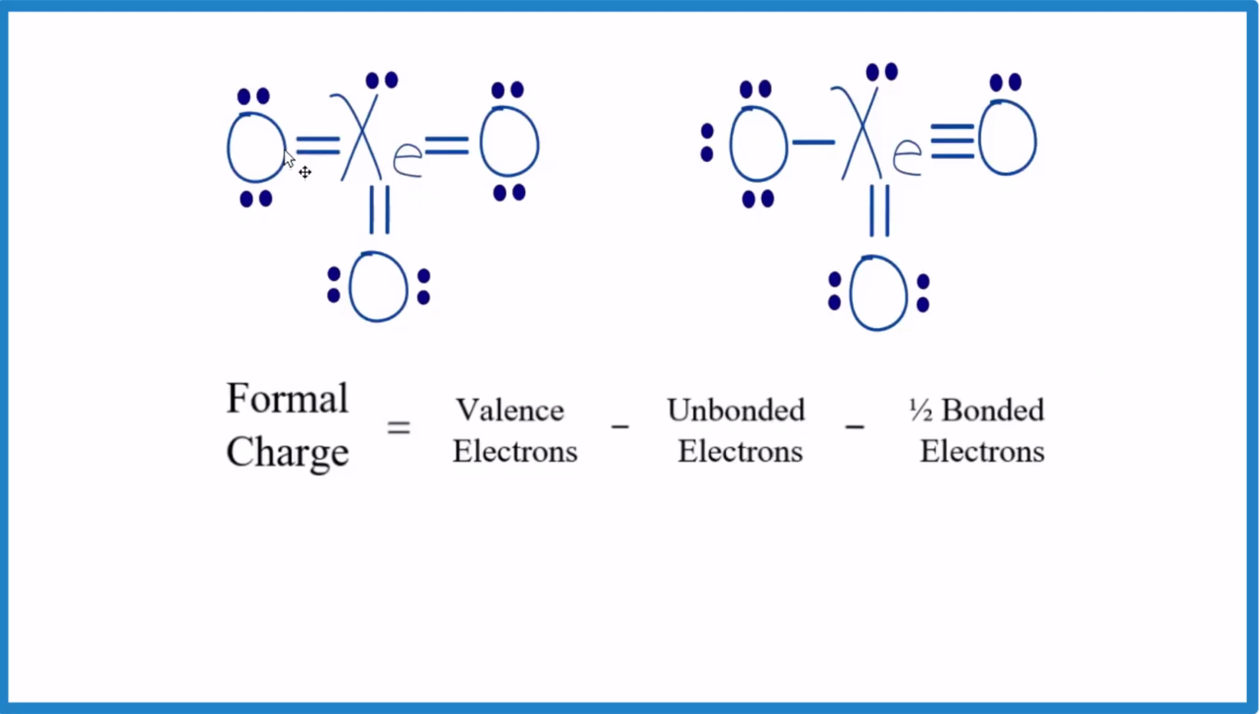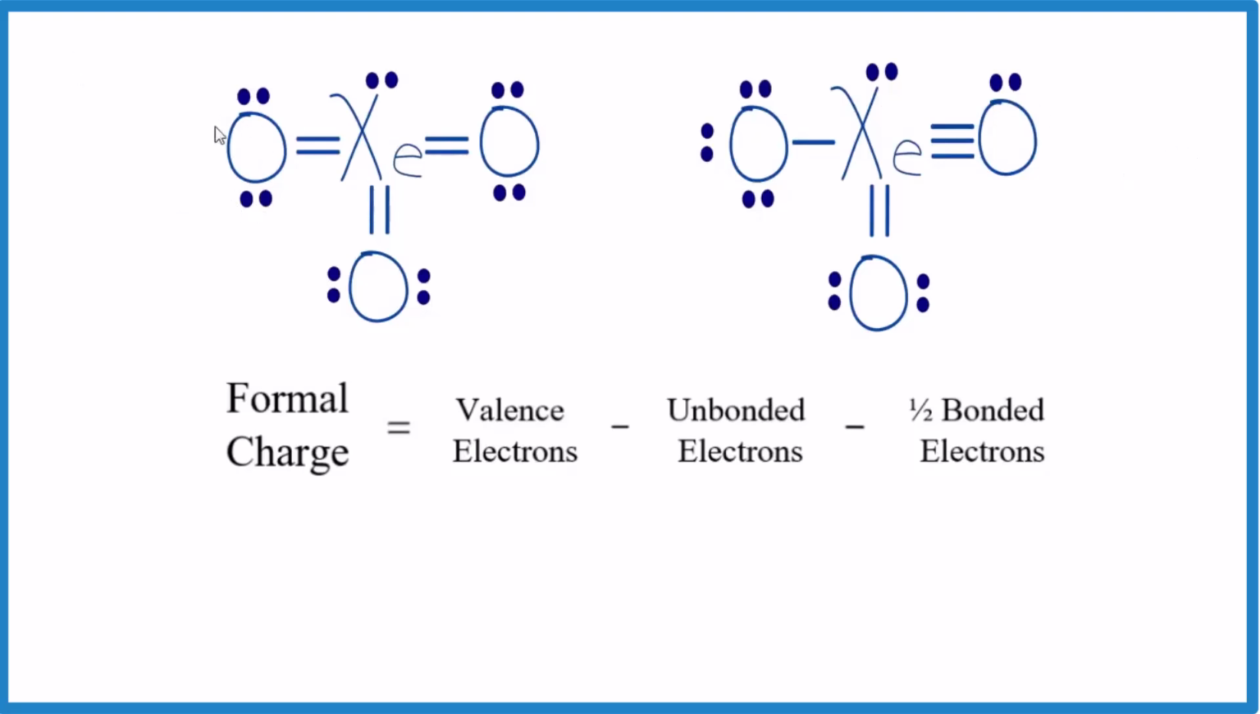The only difference is I have 2 double bonds here, and on this side I have a single bond and a triple bond. So I'm using the same number of valence electrons. The oxygens are obeying the octet rule, so they're valid Lewis structures. So which one's the best? That's what the formal charges are going to tell us. So let's find the formal charges.